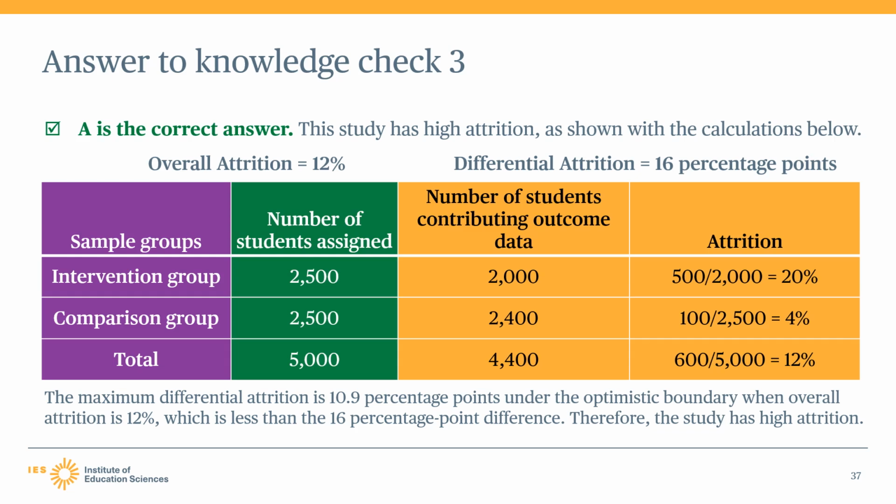We can then calculate differential attrition as the absolute value of the difference in the attrition rates in the intervention and comparison groups. The intervention group experienced a 20% attrition rate. The comparison group experienced a 4% attrition rate. So, the difference between 20 and 4 is equal to 16 percentage points. Using the table in the handbook, the maximum differential attrition is 10.9 percentage points under the optimistic boundary, when overall attrition is 12%. So, in this example, the study is deemed to have high attrition.